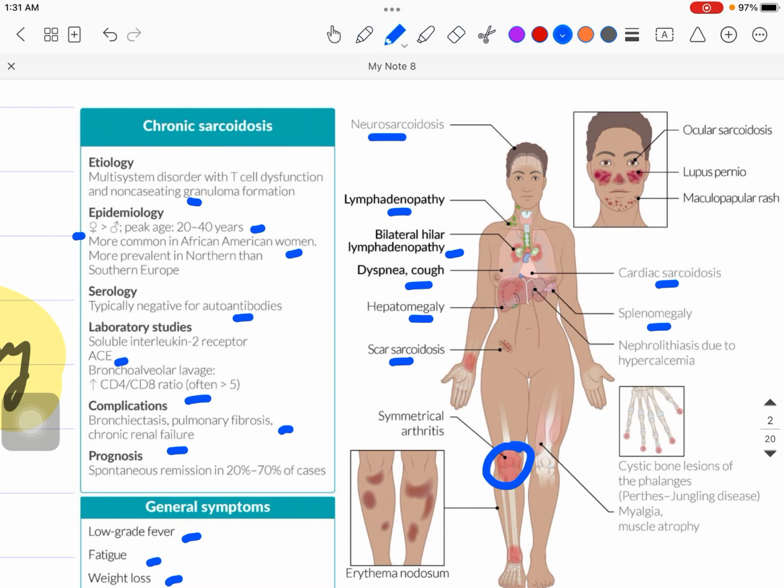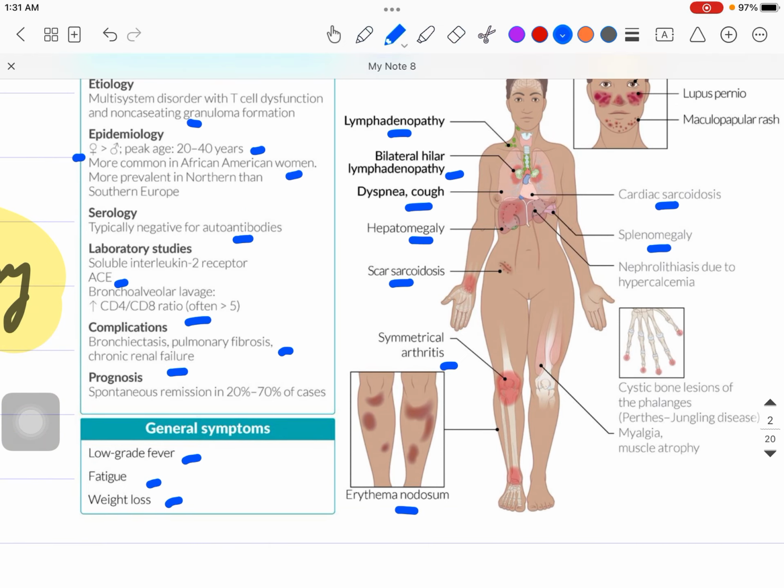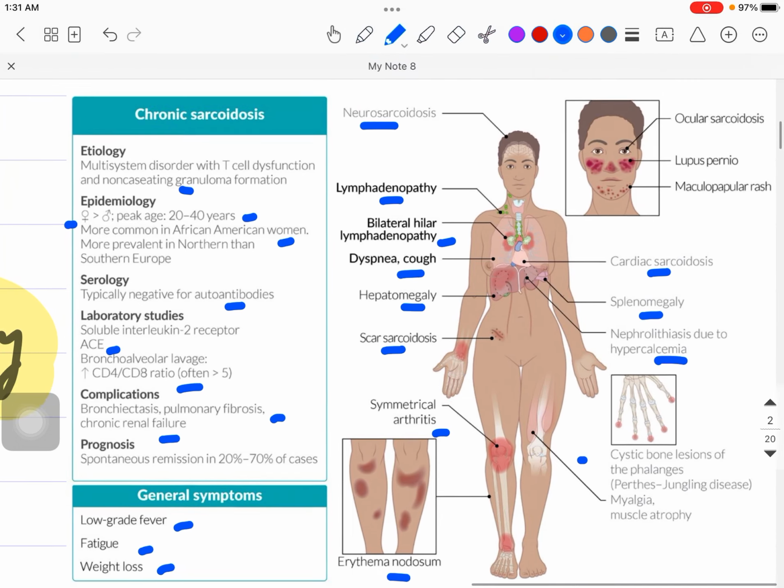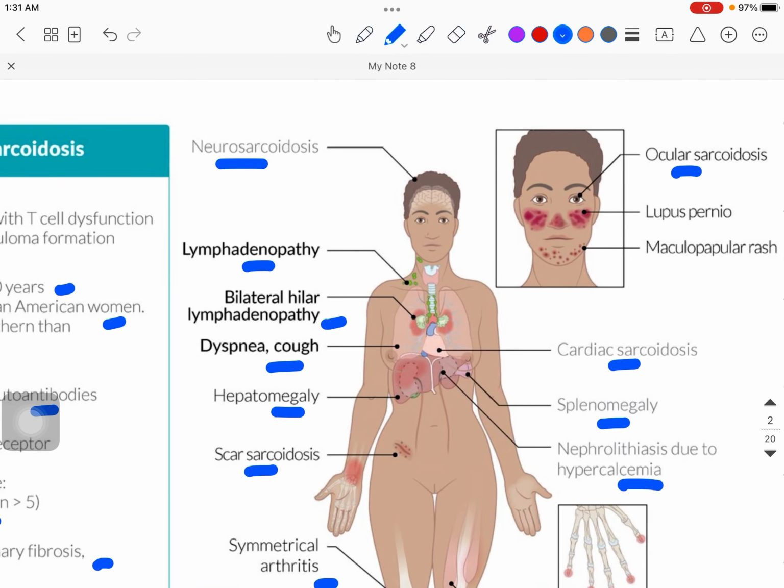If there is joint involvement, then we will call that symmetrical arthritis. Erythema nodosum can be seen here also. We can see bone involvement, cystic bone lesions, myalgia, muscle atrophy and all. Due to the hypercalcemia, we can see nephrolithiasis, and chronic renal failure can also be seen. As far as the face is concerned, we can see the eyes, ocular sarcoidosis. We can see a particular type of lesion on the face, named lupus pernio. These names are very important, guys, because in the questions they might mention the names also, so you should be very careful. Lupus pernio is one of the popular lesions that can be seen in chronic sarcoidosis.